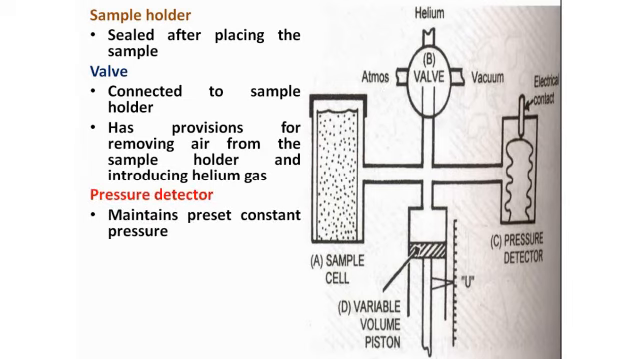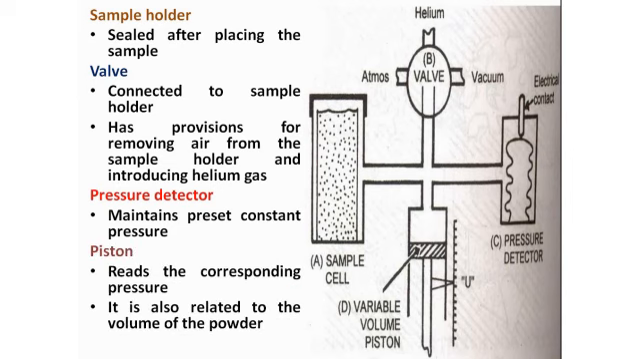Next we have the pressure detector. It maintains the preset constant pressure. So in the pressure detector, suppose we have given 30 psi pressure, then it will maintain the 30 psi pressure during the time of the study. The pressure detector helps in maintaining the constant pressure.